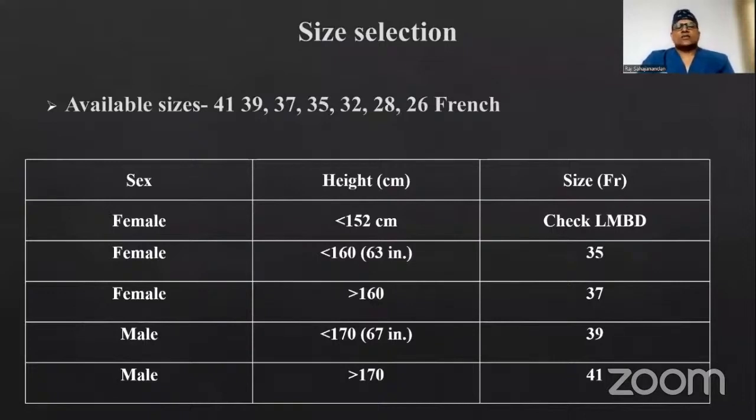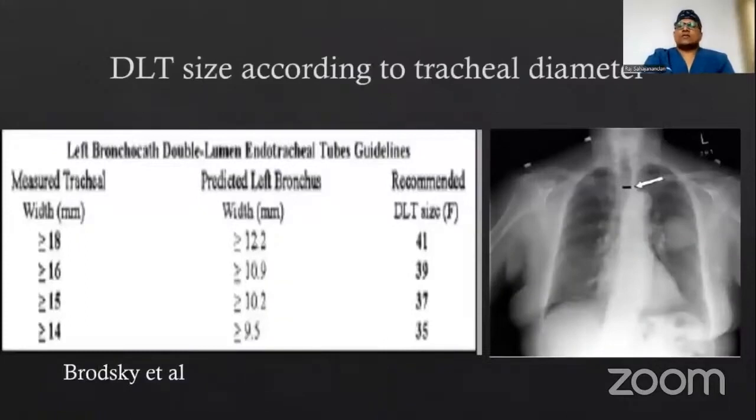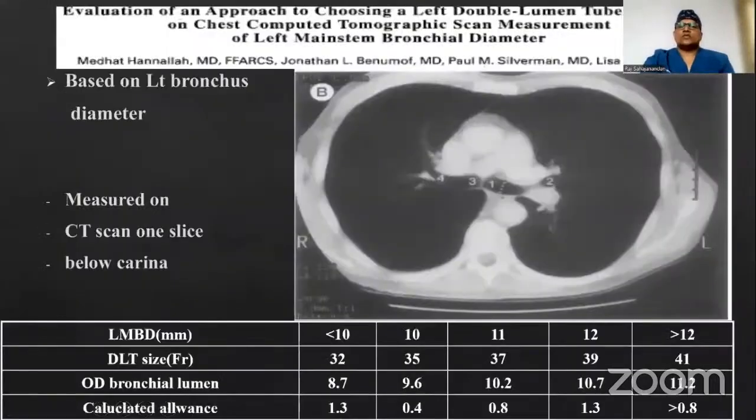And many of our patients have short stature and height is less than 152. The literature suggests that you check the left main bronchus diameter. So how do you check the left main bronchus diameter? Brodsky came up with a solution. He looked at the tracheal diameter at the thoracic inlet and multiplied it with 0.68, which will give you the left main bronchus diameter. Or now that most of our patients have a CT scan, open the CT scan and measure the left main bronchus diameter, one cut below the carina. If it is at least 10, you can go with the 35. If it is less than 10, you may be better off with a 32.